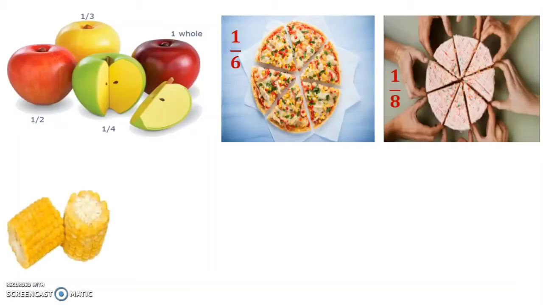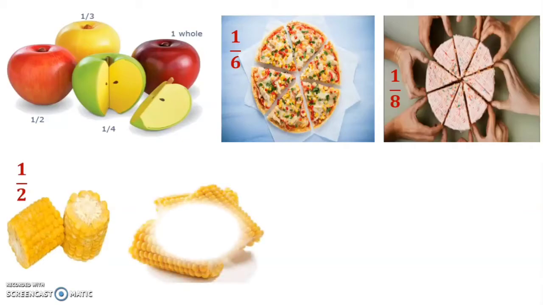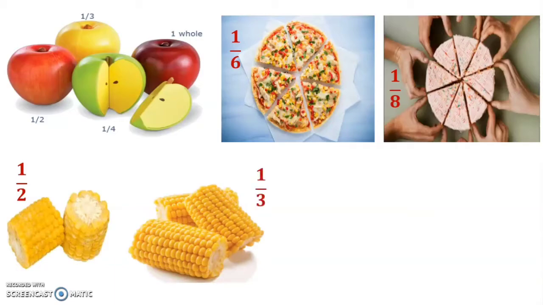We have one more example where we have a corn which is cut into 2 equal parts. So we write the fraction as 1 upon 2. And if the same corn is cut into 3 equal parts, we write the fraction as 1 upon 3. So students, what did you all observe?